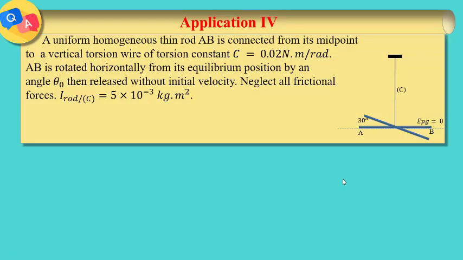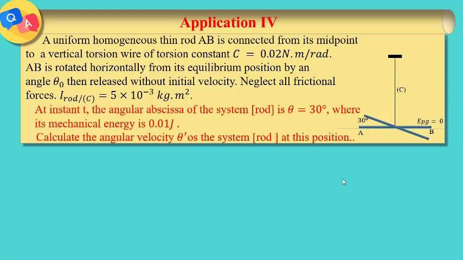To solve an application, a uniform homogeneous thin rod AB is connected from its midpoint to a vertical torsion wire of torsion constant C, given as 0.02 Newton meter per radian. AB is rotated horizontally from its equilibrium position by an angle theta 0, then released without initial velocity. Neglect all frictional forces, and the moment of inertia of this rod is 5 times 10 exponent minus 3 kilograms meter squared. At an instant t, the angular abscissa of the system is 30 degrees, where its mechanical energy is 0.01 joules. Calculate the angular velocity theta prime of the rod at this position.